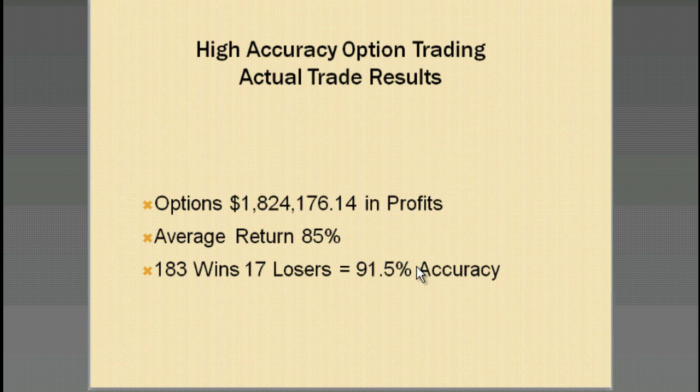So let's look at some actual trading results for this high accuracy option trading system that I use. What I'm going to do is just quickly go through my brokerage statements here, and they show over $1.8 million in profits. The average return on these trades was 85%. There were 183 wins, 17 losers, so it was about 91% accurate.